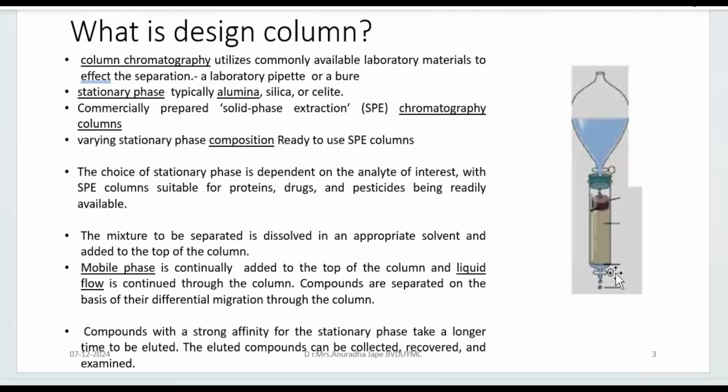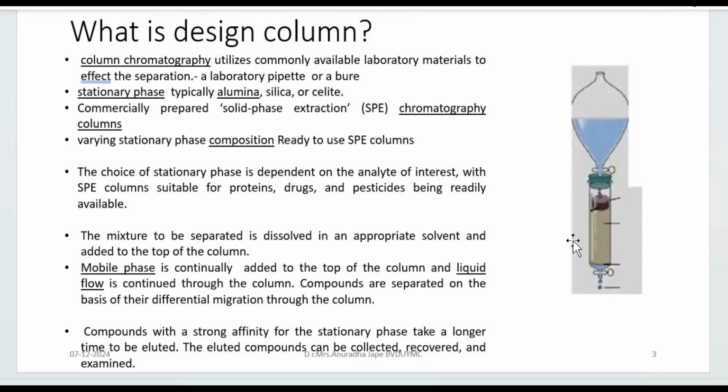Again, the rate of the eluent that is going to come out of the column can be collected at the precise rate. You can decide the volume per minute or volume per second flow rate out of the column that needs to be adjusted. Now, the stationary phases are typically alumina, silica, celite, dextran, etc. What are they? We will discuss.